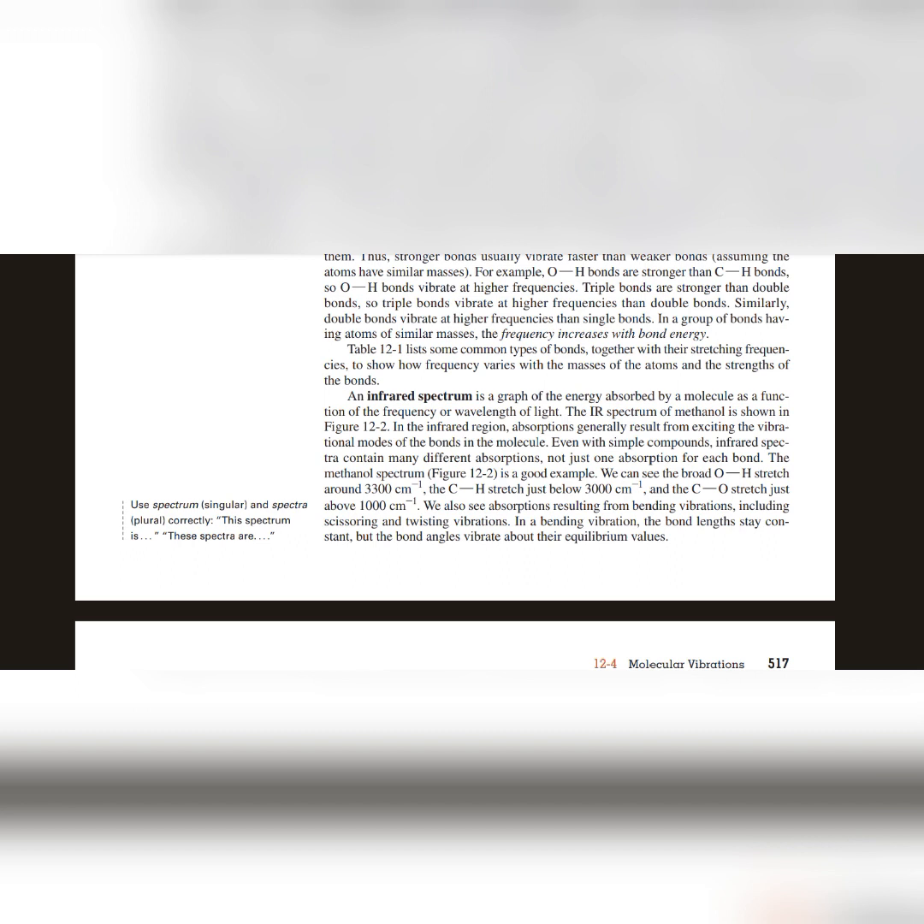We can see the broad OH stretch around 3300 cm inverse, the carbon-hydrogen stretch below 3000 cm inverse, and the carbon-oxygen stretch just above 1000 cm inverse. We also see absorption resulting from bending vibrations, including scissoring and twisting vibrations. In a bending vibration, the bond length stays constant but the bond angle vibrates about the equilibrium value.